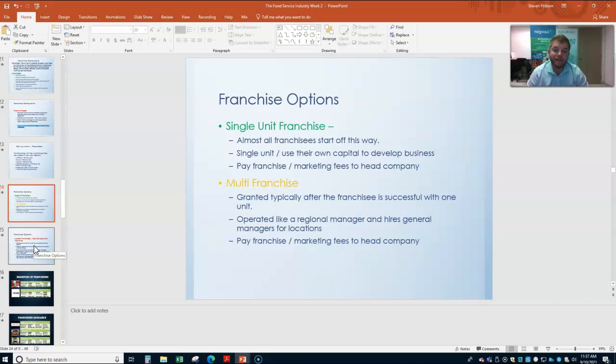The first one is a single unit franchise. So the majority of all franchisees start off this way. They own one. They use their own capital to develop their business, so their own money to develop their business, and they pay their franchise marketing fees to the head company.